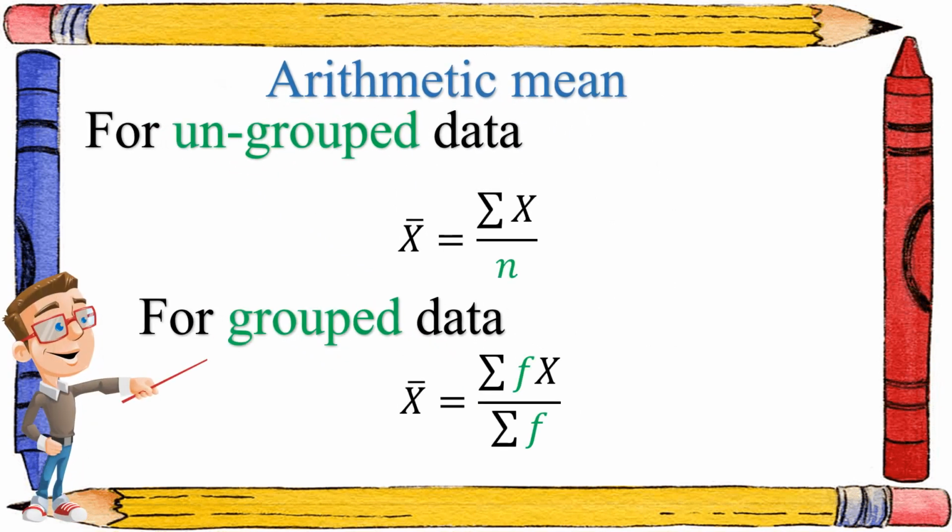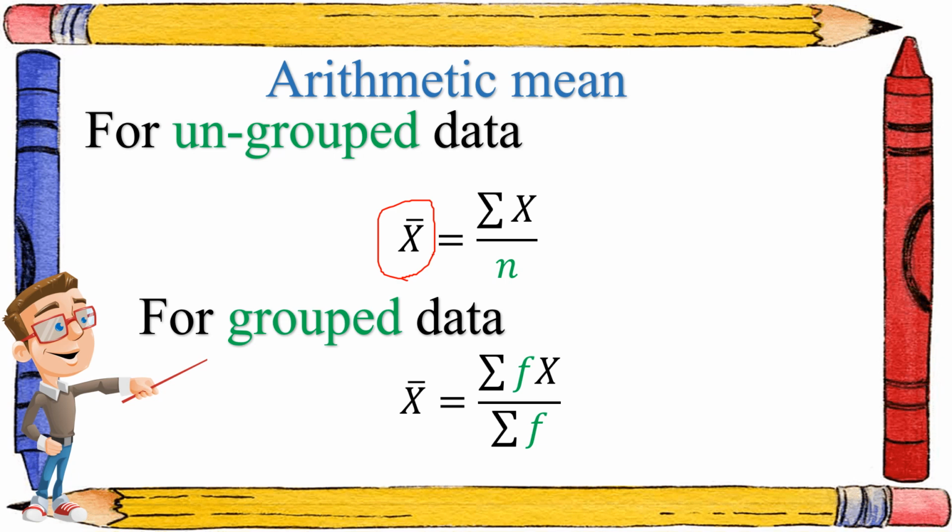mean's formula is. So basically arithmetic mean has more than one formula. So let's start with the ungrouped data. For ungrouped data, we have x bar is equal to summation x over n. So what is x bar? X bar is actually the symbol to represent the arithmetic mean.